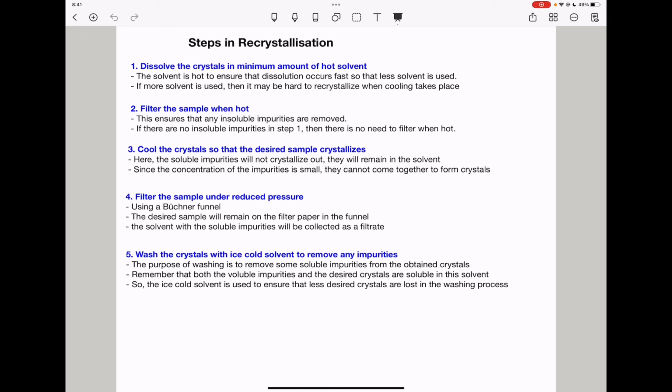In step 5, we wash the crystals with ice-cold solvent to remove any impurities. The purpose of washing is to remove some soluble impurities from the obtained crystals. And again, we know some impurities are going to be stuck on the crystals we've collected, so you wash using ice-cold solvent. And again, remember that both the soluble impurities and the desired crystals are soluble in this solvent. So when we use ice-cold solvent, we want to ensure that less desired crystals are lost in the washing process.